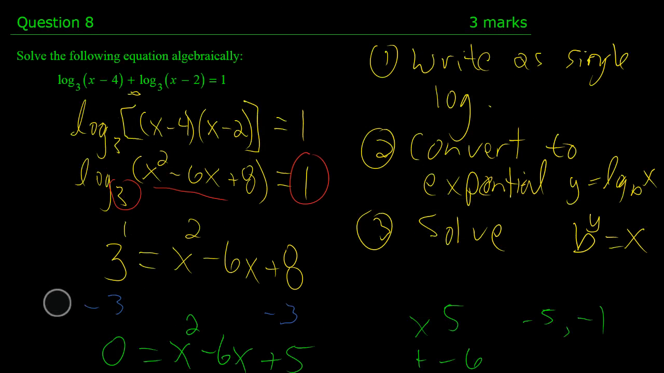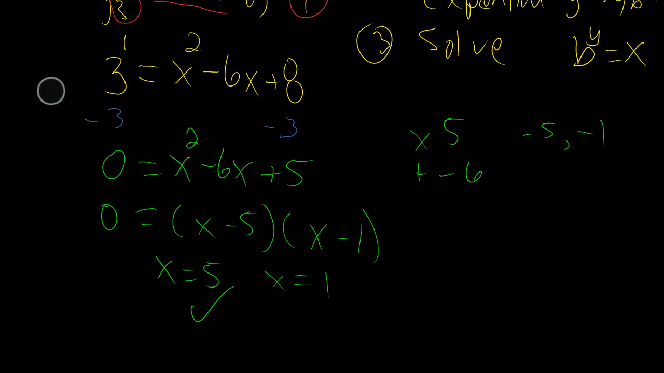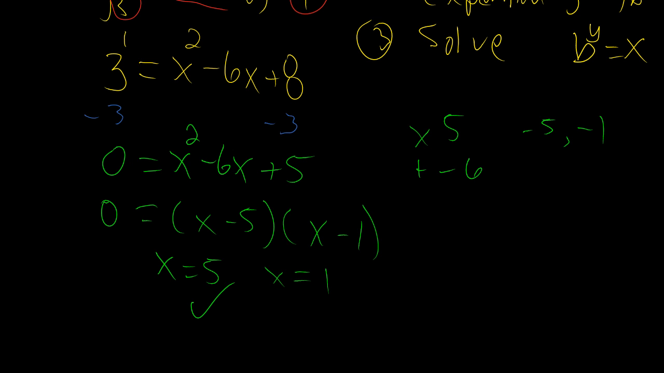Now we try the 1. 1 minus 4 is negative 3. We cannot find the log of a negative number. So we can stop right there. And this one we don't want. So we're just going to cross that out. And our only solution is x equals positive 5.